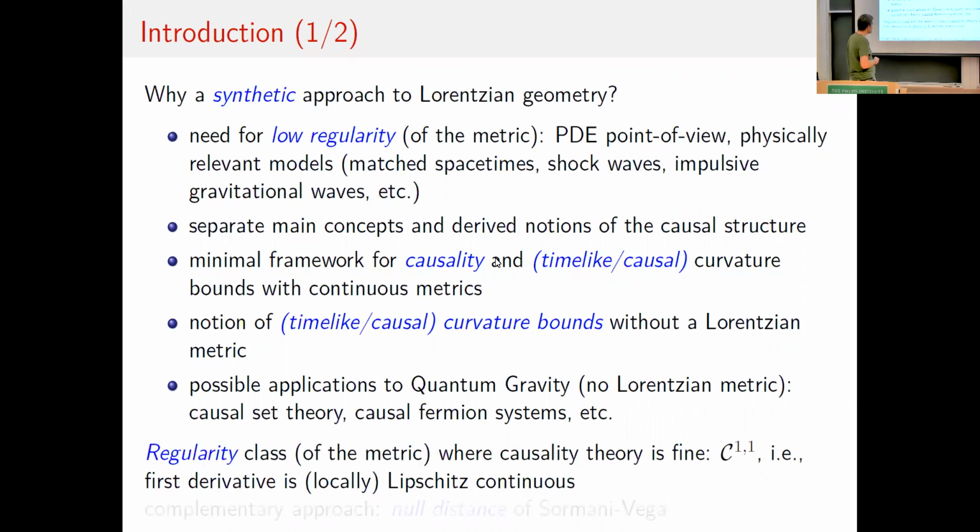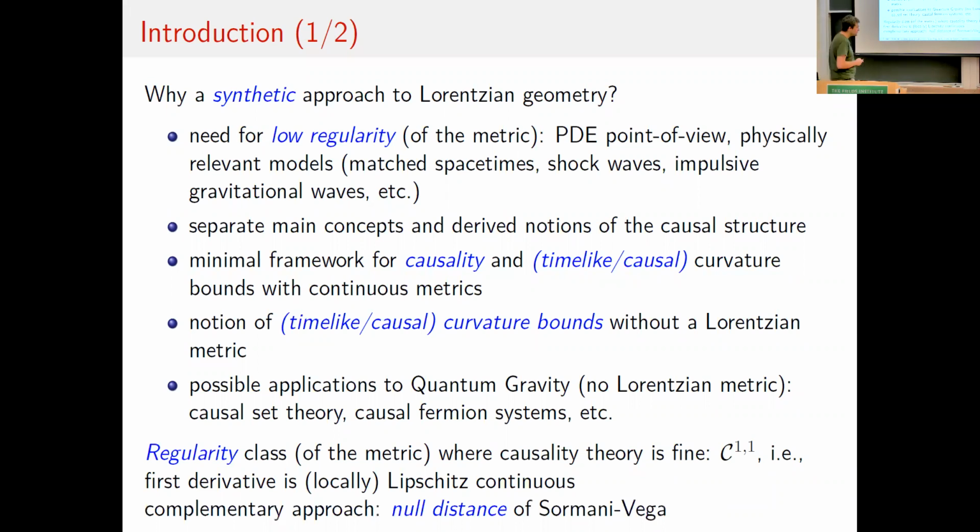And let me just mention that the regularity class where the causality theory is completely fine is C^{1,1}. So the metric is differentiable and the first derivative is locally Lipschitz continuous. Then the causality theory is fine. You have local uniqueness of geodesics, and you can still define curvature as an L infinity function.